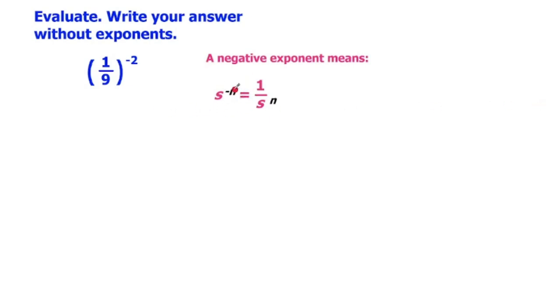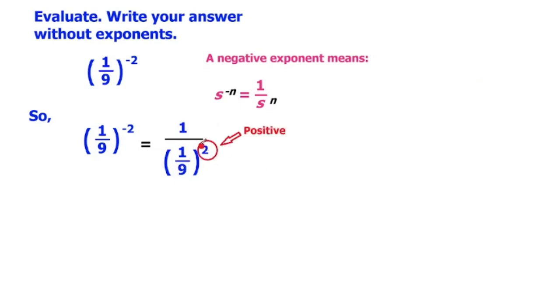So s to the -n is the same as 1 over s to the positive n. Okay, that's all it means. So now we could rewrite this. Okay, so now we have 1 over 1/9 to the 2. And this 2 is positive, okay, in the denominator.